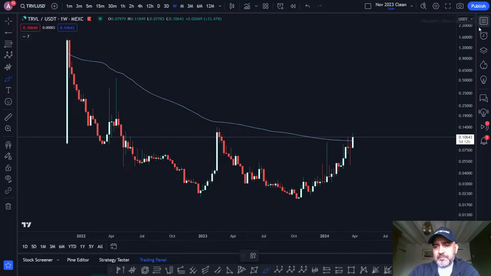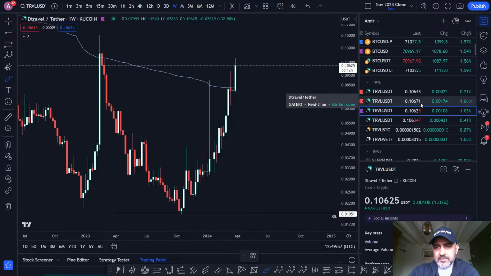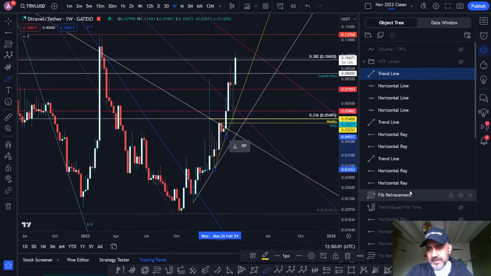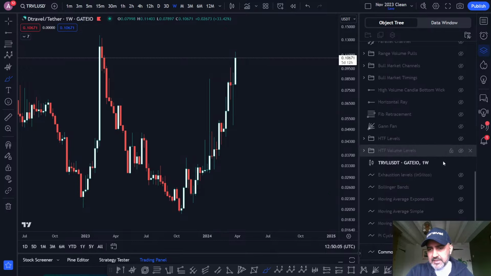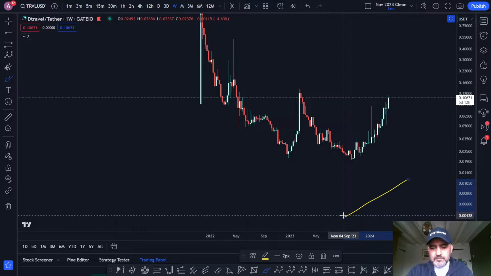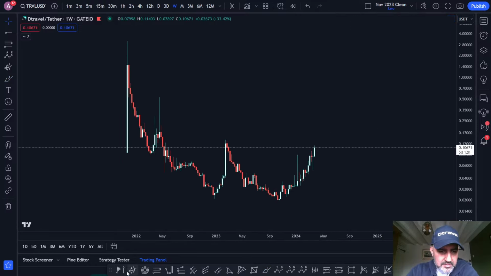Let me have a look at Gate. That's not Gate. That's Gate. Sorry, I've got to hide all my information because it's distracting. And let me do exactly the same thing, an anchored VWAP from the beginning.